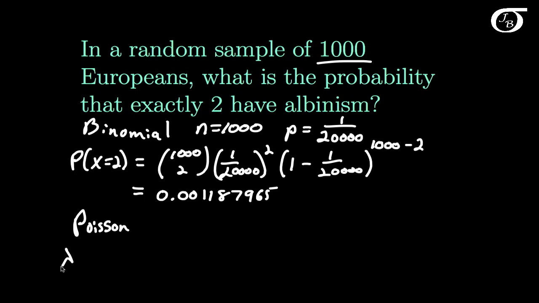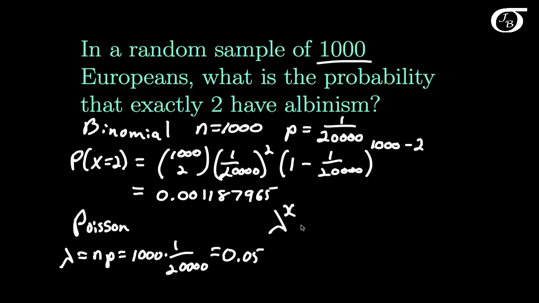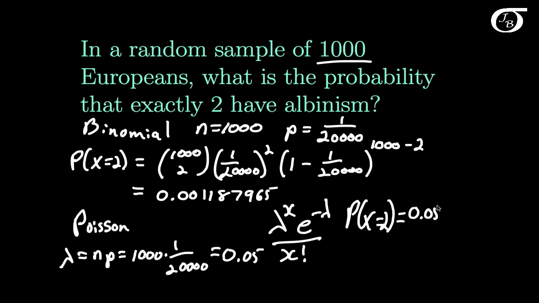Now let's use the Poisson approximation in this case, just to see how well it works in this particular scenario. So we would let lambda equal n times p, which is 1,000 times 1 over 20,000, which works out to 1 in 20 or 0.05. And then our Poisson formula is lambda to the x, e to the minus lambda, over x factorial. So if we want the probability that x is equal to 2, using our Poisson approximation, this is going to be approximately 0.05 squared, e to the minus 0.05, over 2 factorial.